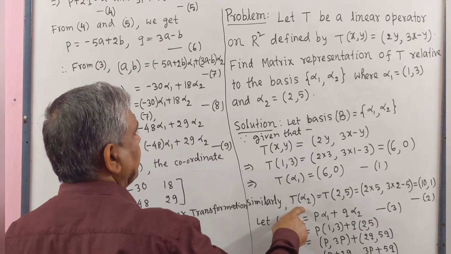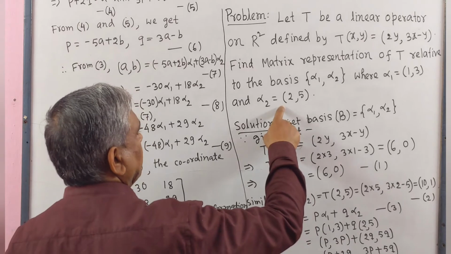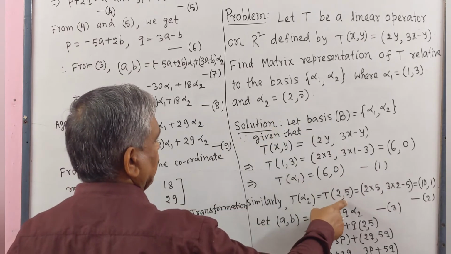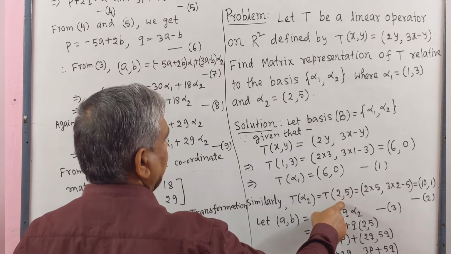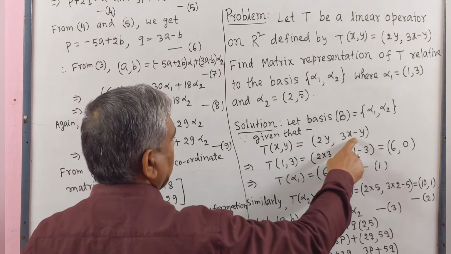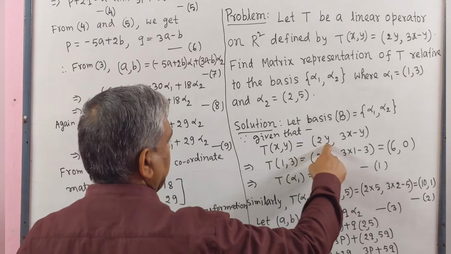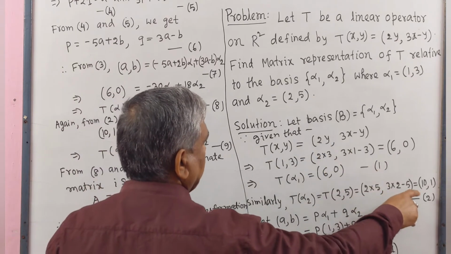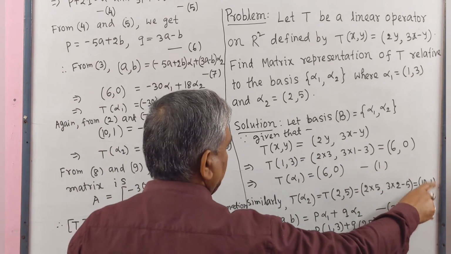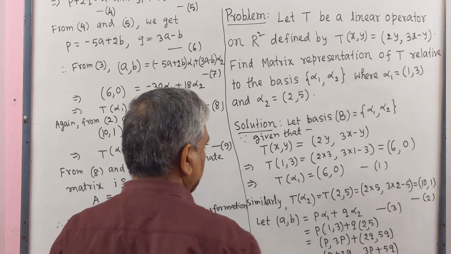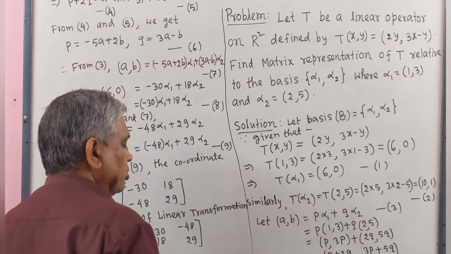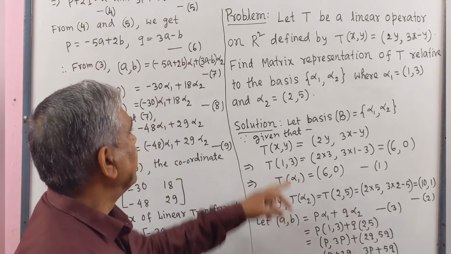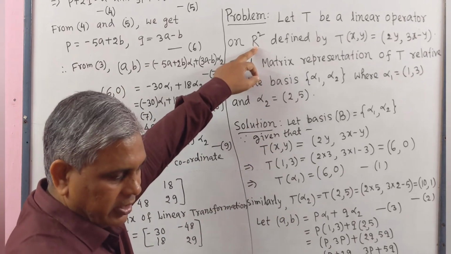Similarly, T alpha 2, alpha 2 is ordered pair (2, 5), and we put these values in this equation, we get ordered pair (10, 1). This is number 2. Let ordered pair (A, B) equal to a vector in R square.